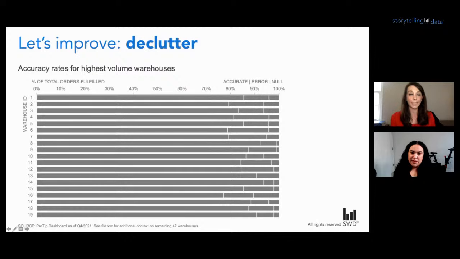I've also explicitly labeled my X and my Y axis. So along the Y axis, I'm showing that this is the warehouse ID number. Along the x-axis, labeling that this is the total orders fulfilled, a percentage, and then that this is broken down by accuracy, error, and null rates. So moving that legend to the top compared to where it was over there hanging out awkwardly on the right-hand side.